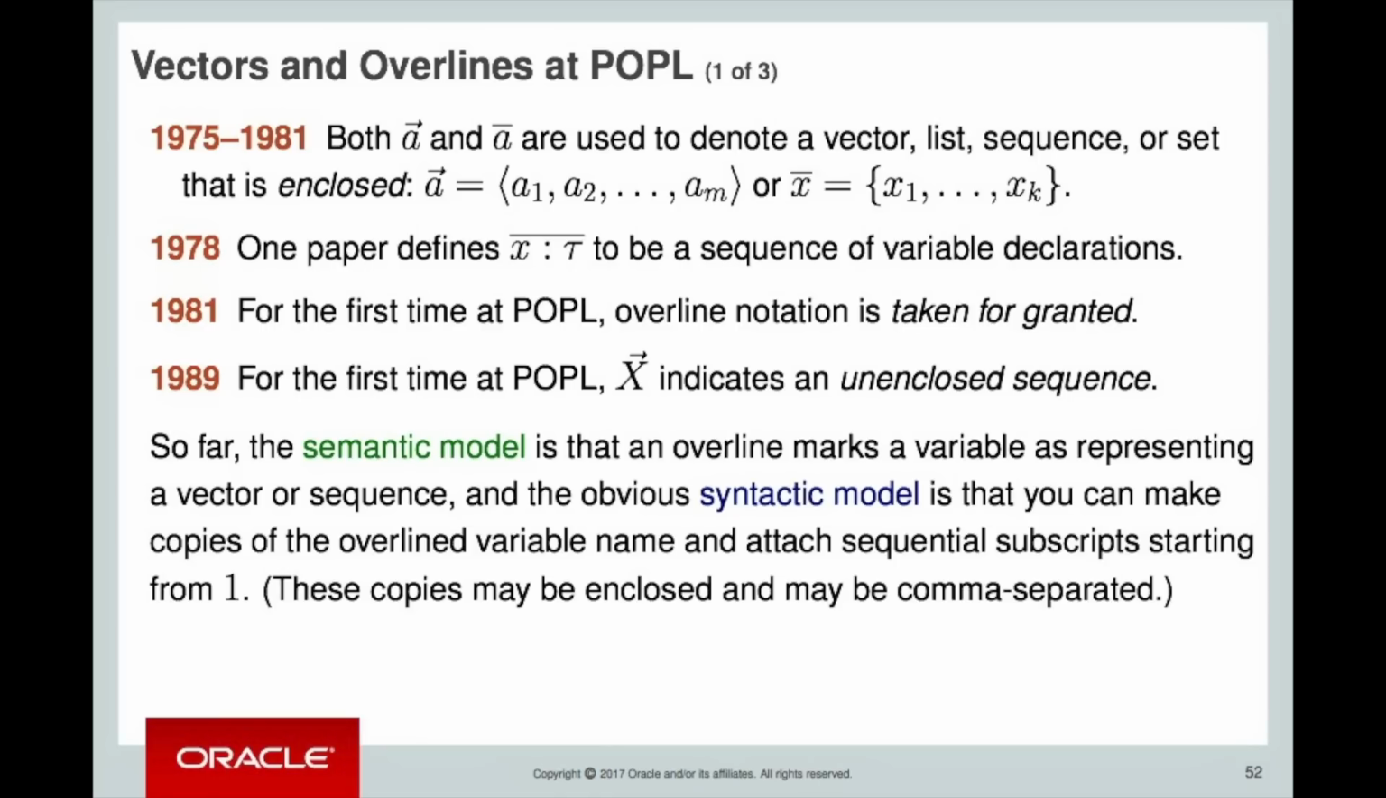It's not until 1989, for the first time at POPL, that the notation of an arrow indicates an unenclosed sequence of things. So up to this point, you can say that the semantic model of this overline or over arrow notation is that it marks a variable as representing a vector or sequence, and there's a syntactic model that you can substitute for it by making copies of the overline variable names and attaching subscripts, starting from 1. And these copies are probably enclosed and maybe comma-separated. But that's how things were for about 15 years, 16 years.